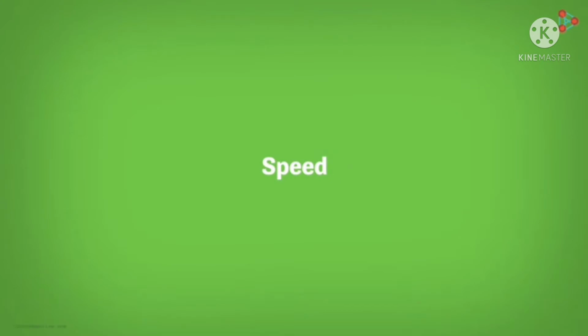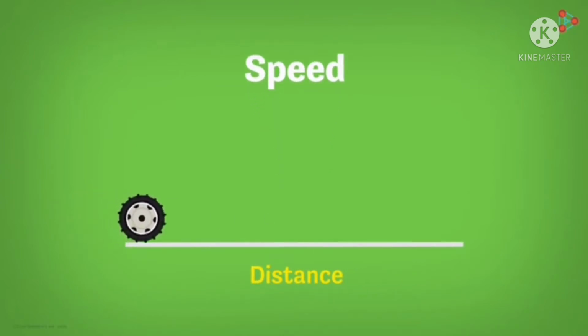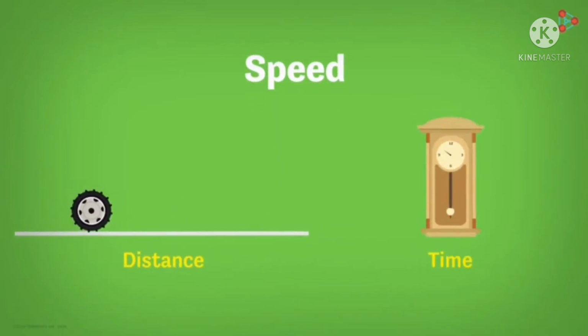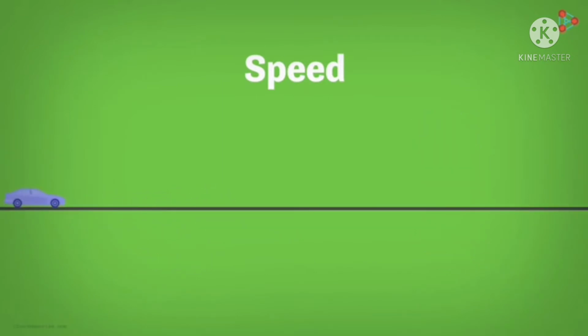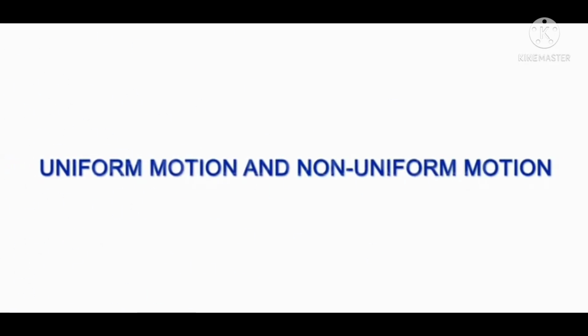The rate of change of motion is called what? Speed. Okay. So speed can be found by dividing the distance covered by the time in which the distance is covered. Next is kinds of speed. There are two kinds of speed: uniform speed and non-uniform speed.